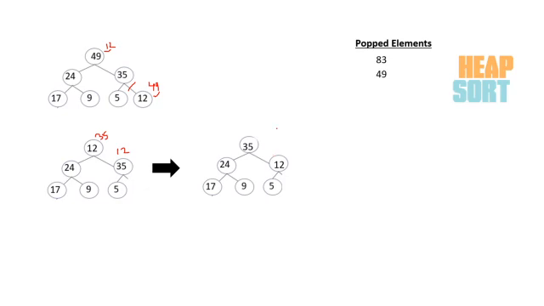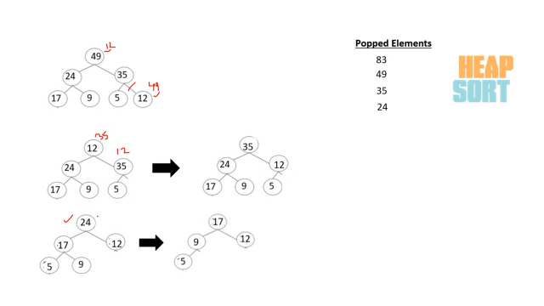So the next element to be popped will be 35. After popping 35 and doing the max heapify, this is how the heap is going to look. And the next element to be deleted will be 24. So 24 comes over here, and the tree now looks like this. And now 17 needs to be deleted. 17 is popped and the tree looks like this. And then 12 is deleted and the tree looks like this.